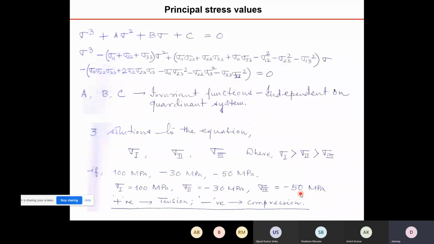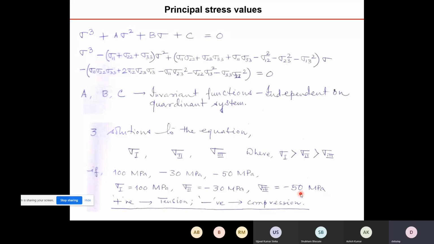Biaxial, right? We call it balanced biaxial because 100, 100 is equal. Balanced biaxial loading. 150, 0 is biaxial loading. 180, 50 is triaxial loading. 100, minus 30, minus 50 is also triaxial loading.